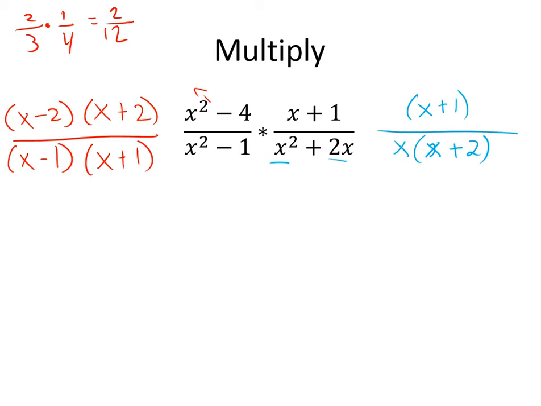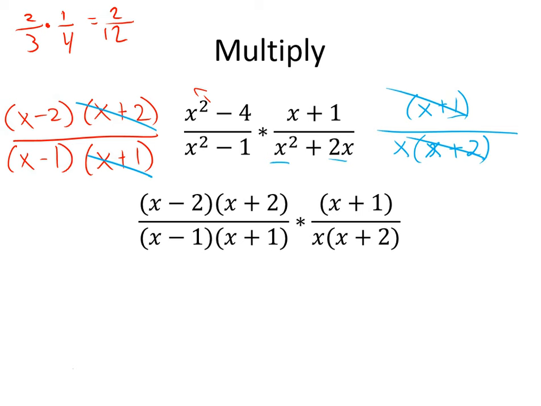So now what do we have on the top and the bottom that are the same? Well, x plus 1, we can cancel those. x plus 2 are in both, so we can cancel those. Once we've canceled these out, that leaves us with an x minus 2 on top and an x minus 1 times x on the bottom. That would be our simplified multiplication after we've multiplied them together. So again, you're going to factor, see if anything reduces, then multiply them together.